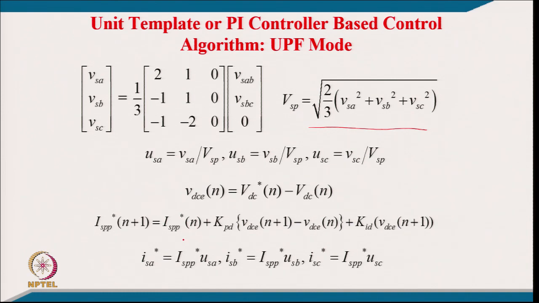Keep in mind the PI controller does not know what maximum current amplitude you can allow from the supply or in the compensator. So, you have to limit this according to the rating of the compensator, and this is virtually the proportional term and this is the integral term. From this we get the amplitude for n plus 1, and once we have the amplitude reference, we multiply the three phase templates and get the three phase instantaneous supply currents ISA star, ISB star, ISC star.